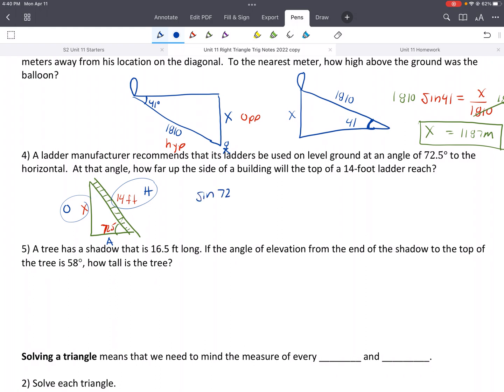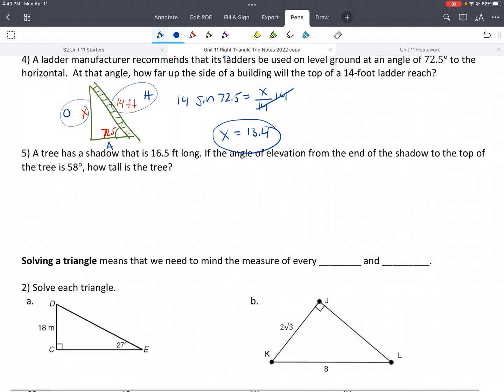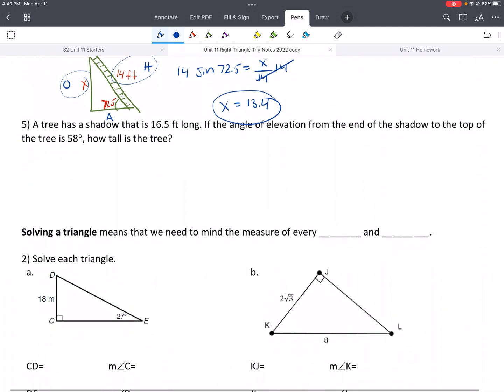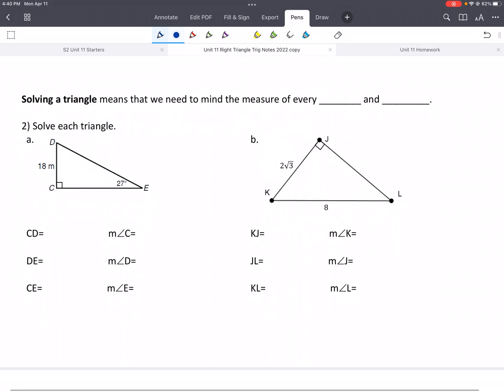Sine of 72.5 is equal to opposite over hypotenuse. So we multiply both sides by 14 and would get 14 sine of 72.5. And I got x is equal to 13.4. So that's how high it can go up the building. All right. I'll probably skip this one. You're welcome to give 5 a try, but for time's sake, we'll go on.